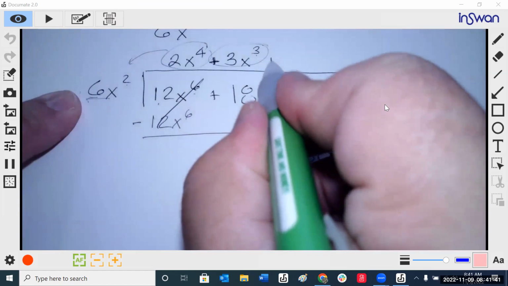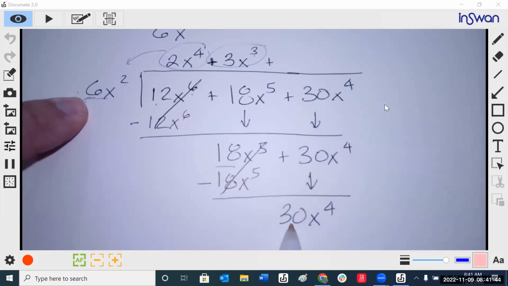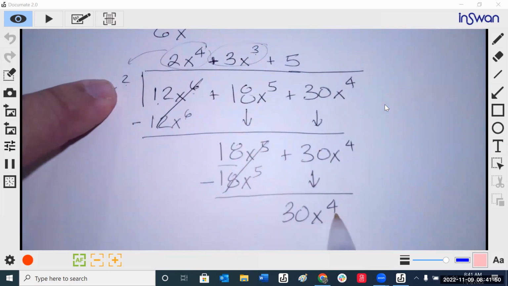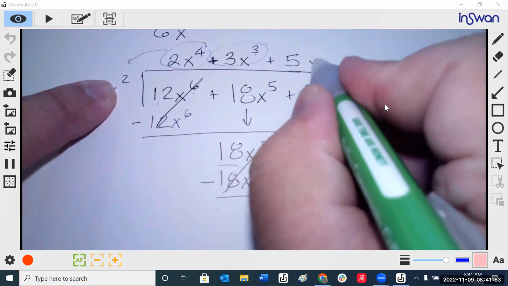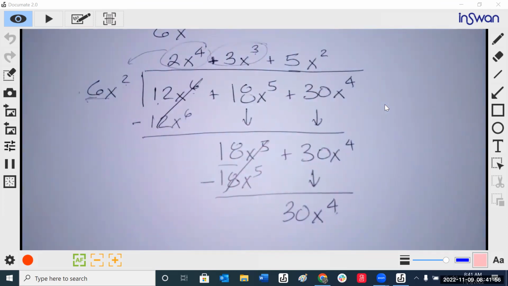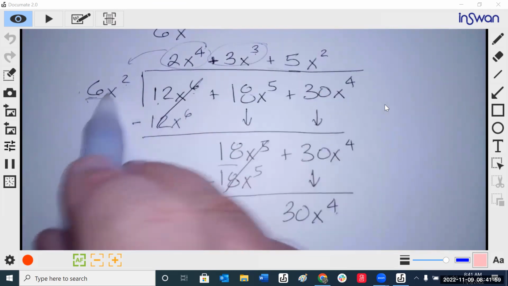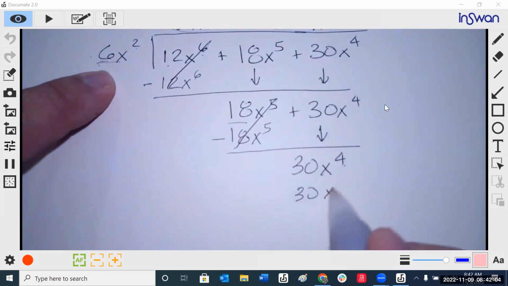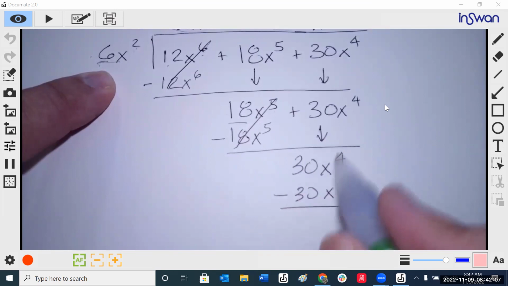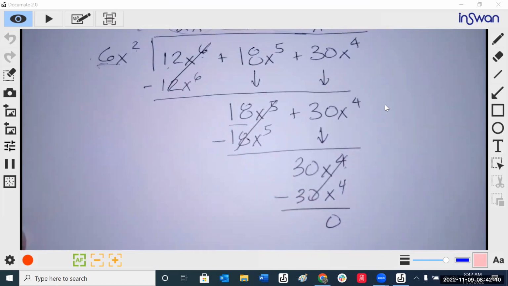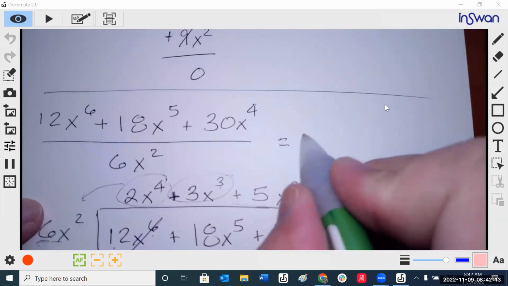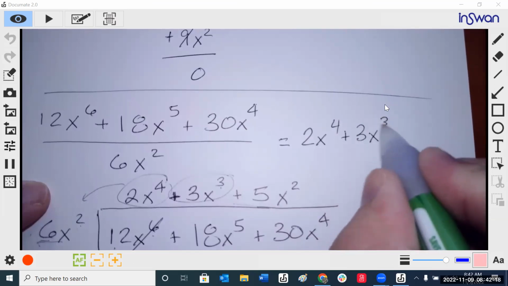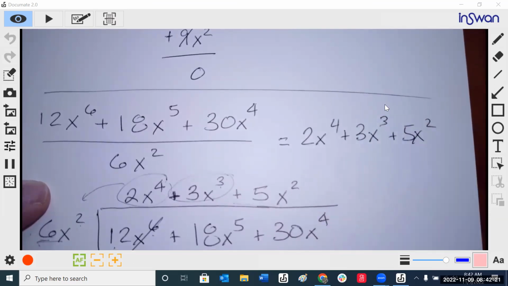Positive times positive is a positive. 6 times what is 30? I have 2 x's. I need to get 4. I'm missing how many more? So positive, positive is a positive. 5 times 6 is 30. X squared times x is x to the 4th. Change signs and add. So it's saying that my answer is 2x to the 4th plus 3x cubed plus 5x squared.